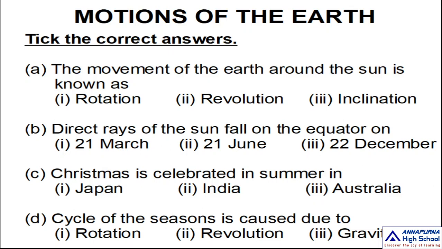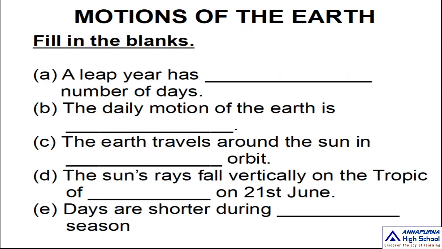Next, come to the fill in the blanks. A leap year has dash number of days. Leap year has 366 days. Okay. Here the revolution. Revolution means the earth moves around the sun in its orbit. It is called the revolution. It takes 365 days and 6 hours.